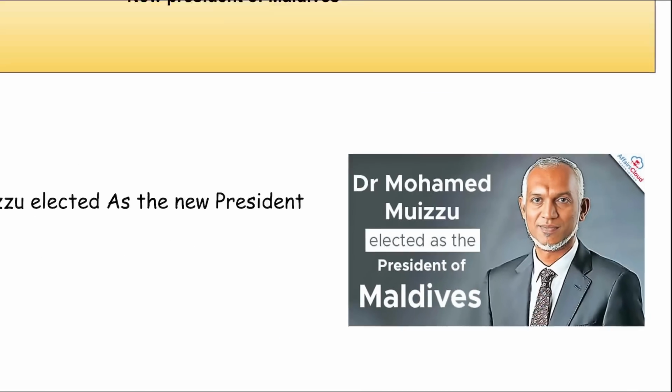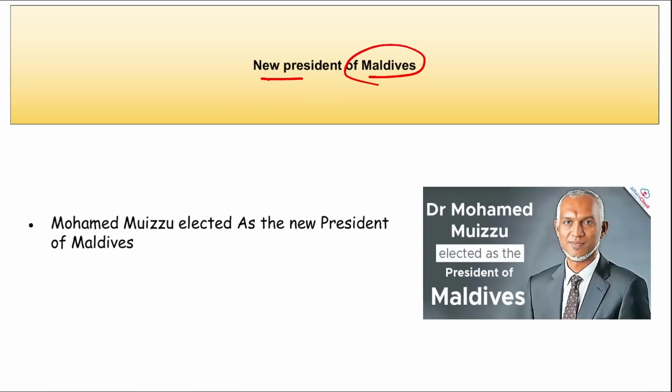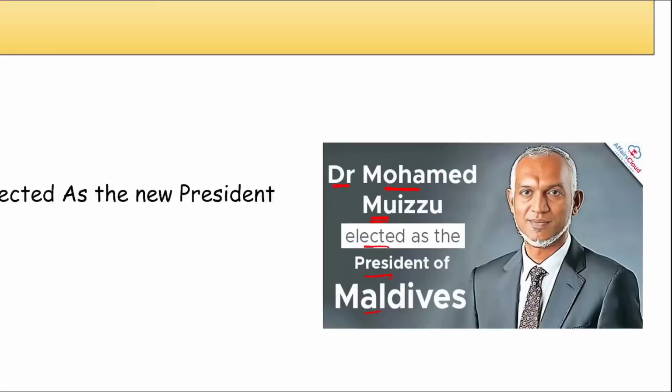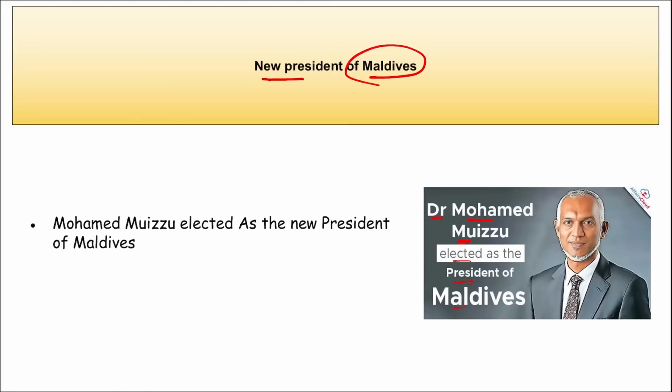Next is who has been appointed as the new president of Maldives. As you can see him in the picture, he is Dr. Mohamed Muizzu, right? And he has been elected as the president of the Maldives. So take a note of it. Direct question. Then who was honored with the Order of Nile Award? Order of Nile Award. So remember, he will be our Prime Minister Narendra Modi, who was awarded Egypt's highest state honor, that is the Order of the Nile.